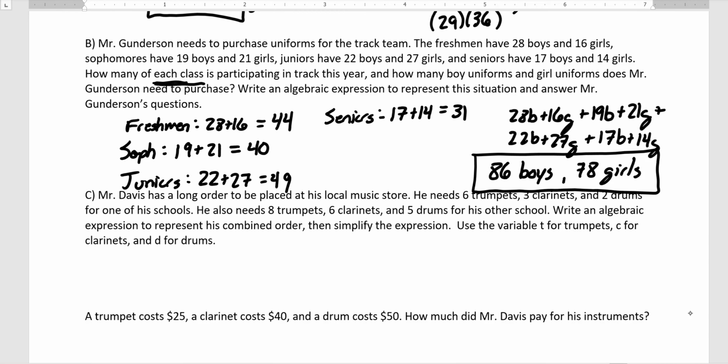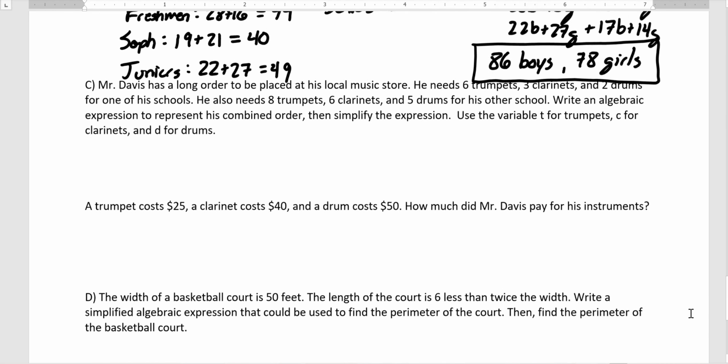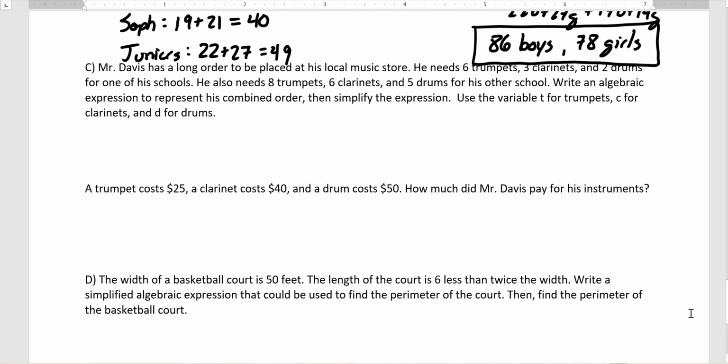Raise your hand if you have any questions. Otherwise, why don't you go ahead and try letter C on your own, and then we'll check that together, all right? Notice how it says use the variables T for trumpets, C for clarinets, and D for drums, all right? So go ahead and pause the video, try letter C, and we'll see how we do.